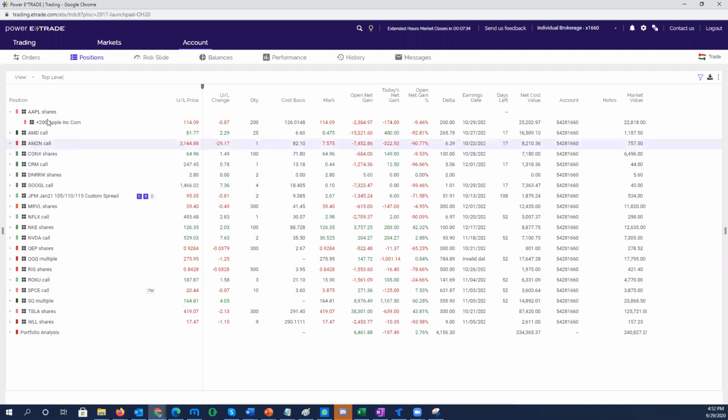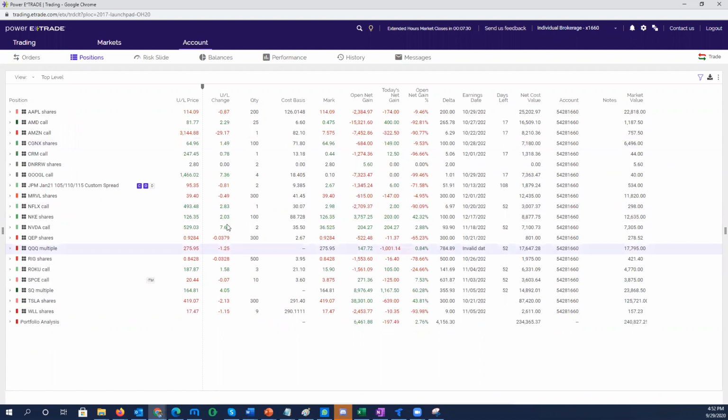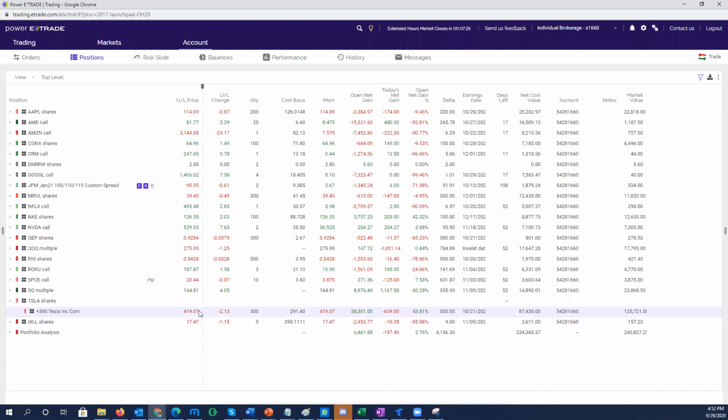So that's the covered call. A covered call is basically you sell calls against your shares, like I'm selling a call against my 300 Tesla shares. Is that clear? So if you want more information, you can directly ping me.